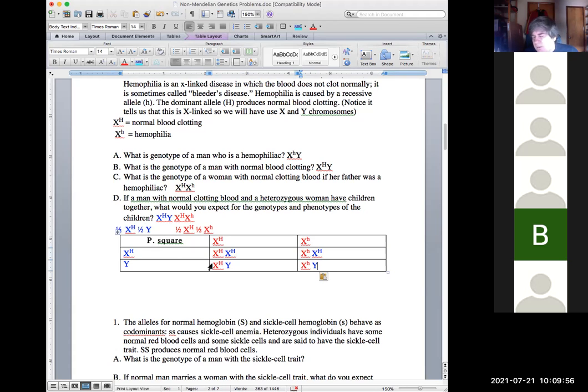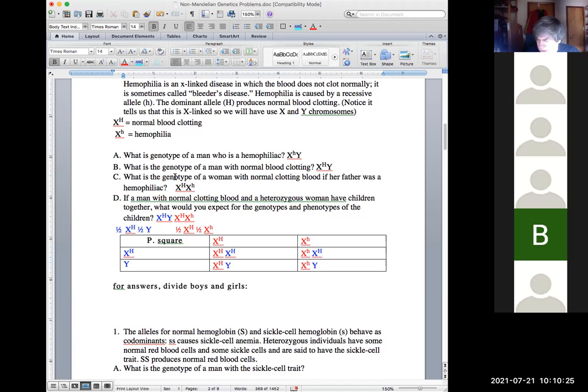Now, up till now, this has been fairly similar to how we work other problems. But at this point, there's one important difference. Before you give your answer, we're going to divide boys and girls.